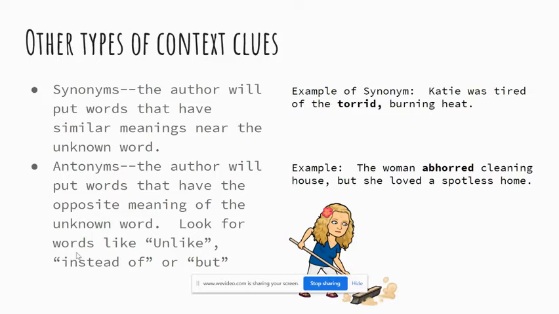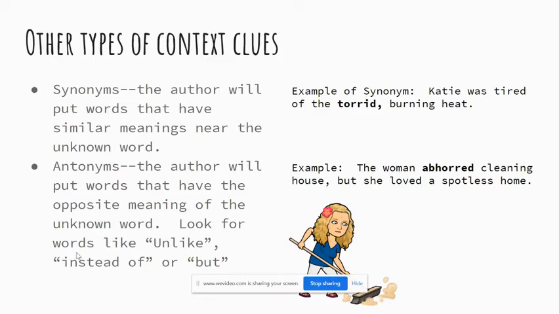Okay. Antonyms. Sometimes the author will put words that have the opposite meaning of the unknown word. And if you look for words like unlike, instead of, or but, you will know what the unknown word means because you know it means the opposite of something that's in the sentence. So, for example, the woman abhorred cleaning house, but she loved a spotless home.